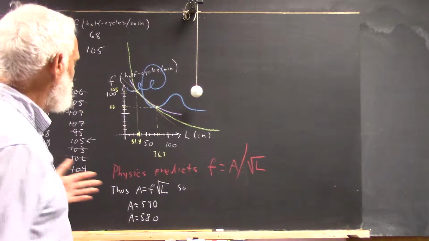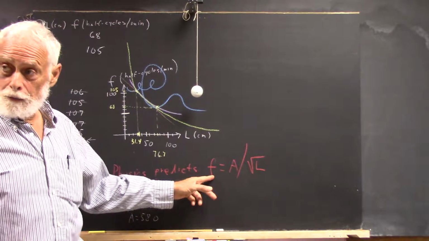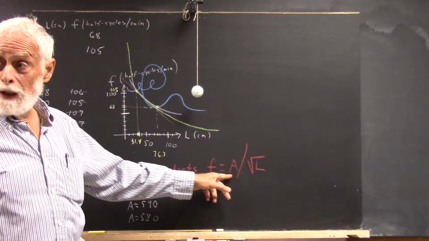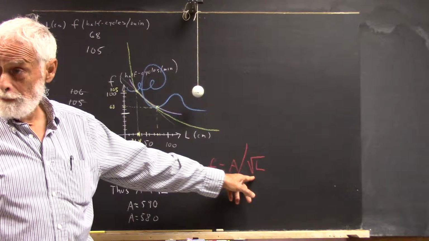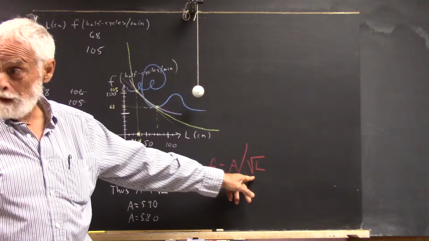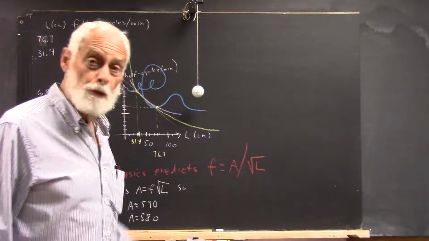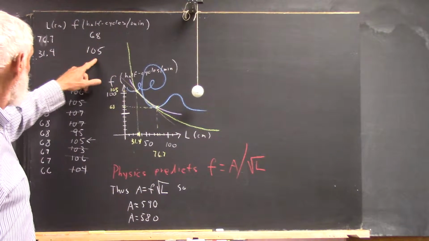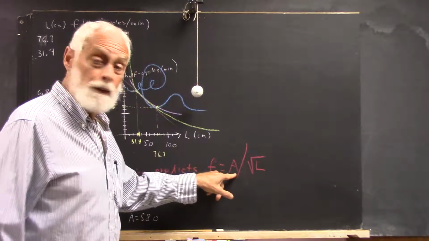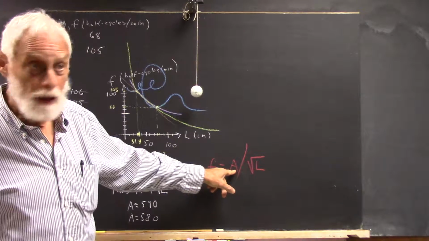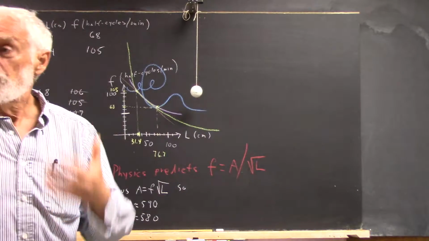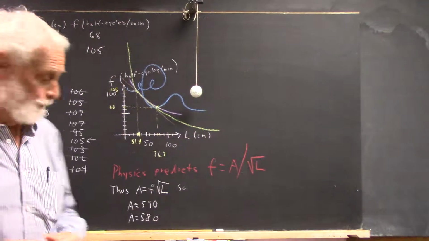Okay, now again, physics predicts that the frequency ought to be some number divided by the square root of the length. Okay? All right. So, if that's true, then we have a frequency here and a length here that we could plug in and get A, right? Where A is just a number that we have to determine. It's called a parameter, okay?